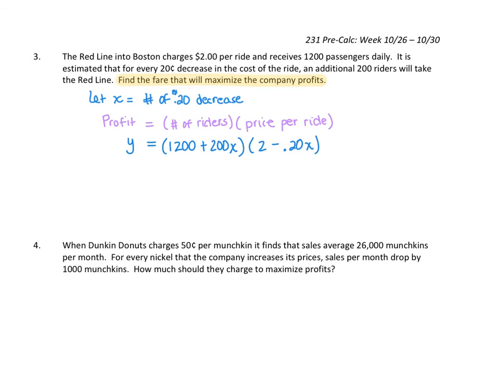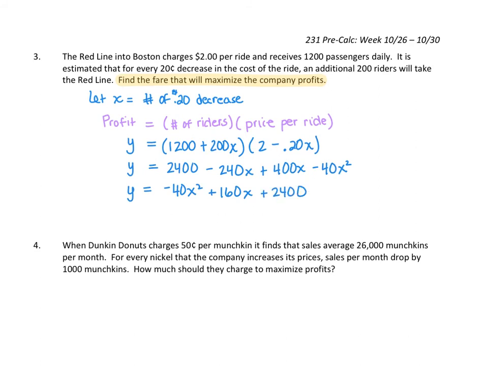Let's FOIL and simplify my equation to see what we get. Okay, so 12 times 2 is 24. Add my 2 zeros. And then I've got 1,200 times 0.20. That's going to give me negative 240x plus 200x times 2 is going to give me 400x minus 40x squared. Okay, and then we're going to combine like terms and put it into standard form. So y equals negative 40x squared plus 160x plus 2,400. Okay, and so that's my equation in standard form.